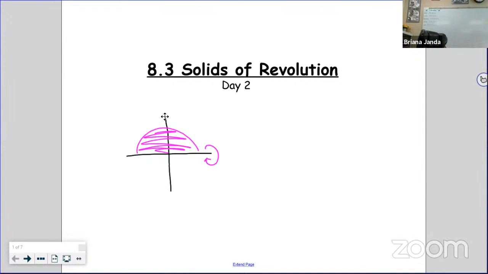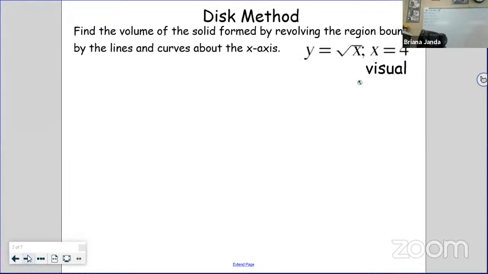I am going to show you a three-dimensional rendering on the computer, which again is still two-dimensional, but I'll do the best I can to help us visualize this first example. Then I'll show you how I draw it each time in a two-dimensional manner to portray what's happening. It says, find the volume of the solid that's formed by revolving the region bounded by the lines and curves about the x-axis.